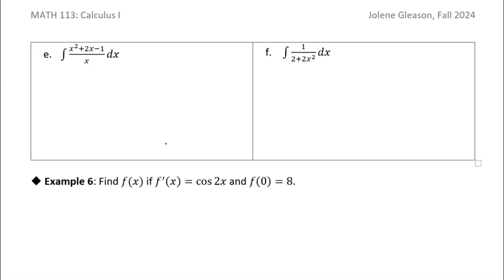Because remember, there's no quotient rule. And so if I'm dividing this whole numerator, x squared plus 2x minus 1 by x, that is going to give me, so x squared divided by x gives me x. 2x over x gives me 2. And then I have minus 1 over x. All right, that whole thing times dx.